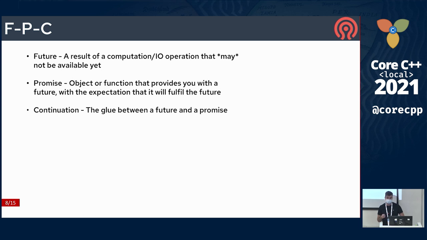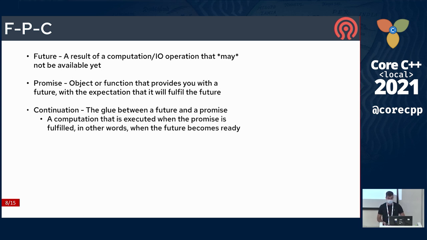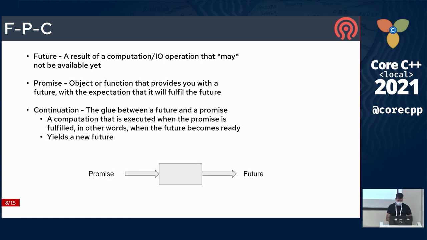And a continuation is basically what glues these two together. That is a computation that is executed once the promise is fulfilled, in other words, when the future becomes ready. And that yields a new future. What we see here is taken from Avi Kivity's talk 2 years ago at CppCon, when he talked about Seastar, which we'll talk about in a second. He likes to think of a promise and a future as a queue with a single entry and a single use. So a simple producer-consumer queue, where the producer is the promise and the consumer is the future.